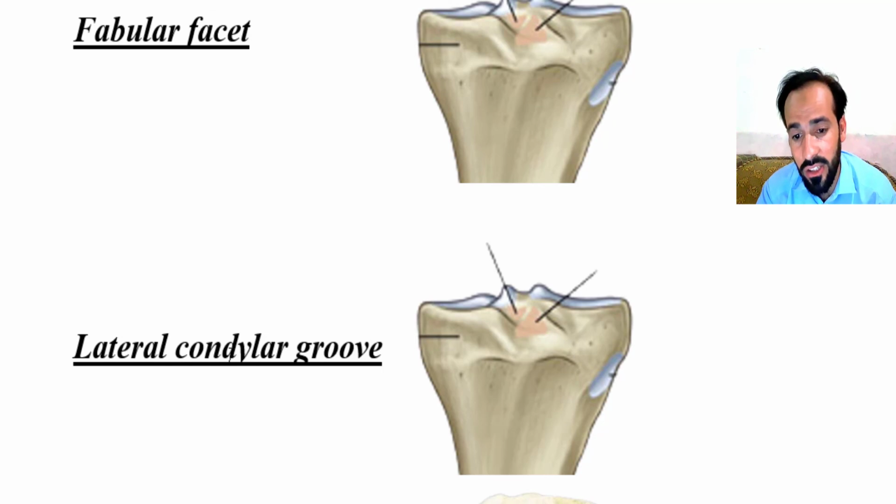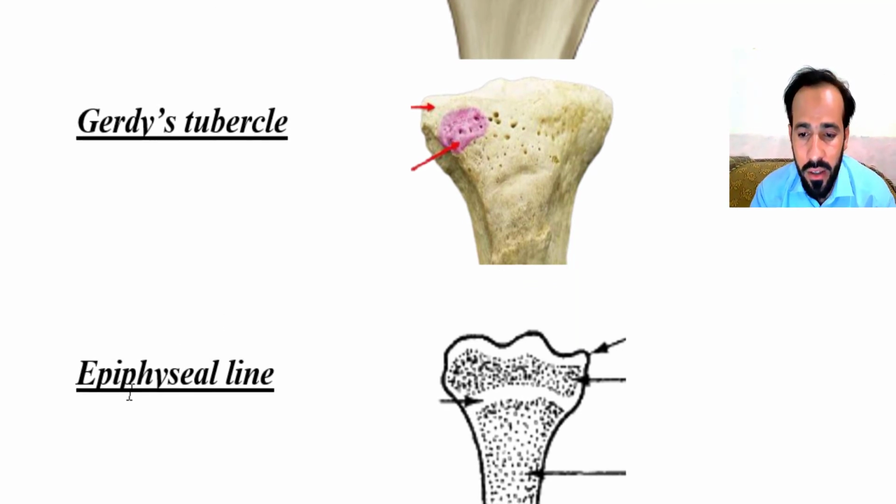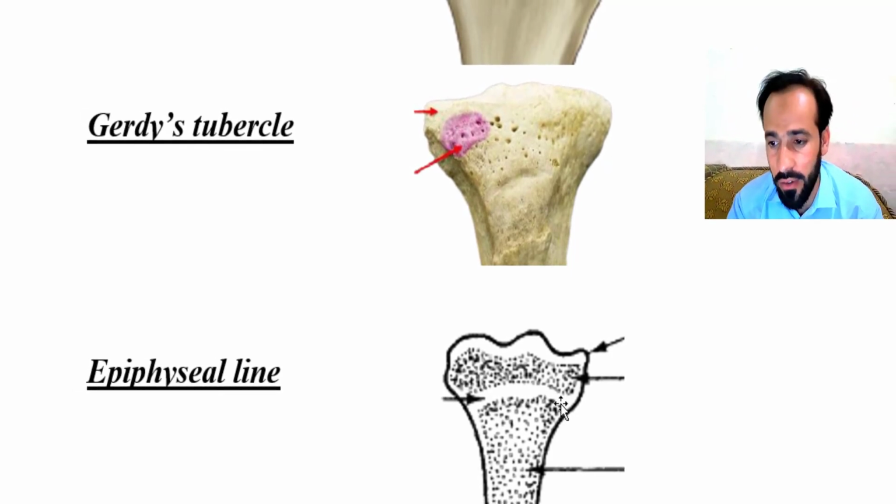And then there is the lateral condylar groove. This is the medial condylar groove, this is the lateral condylar groove. And then there is the Gerdy's tubercle, which is shown with purple color, right? And then there is the epiphyseal line, right friends?